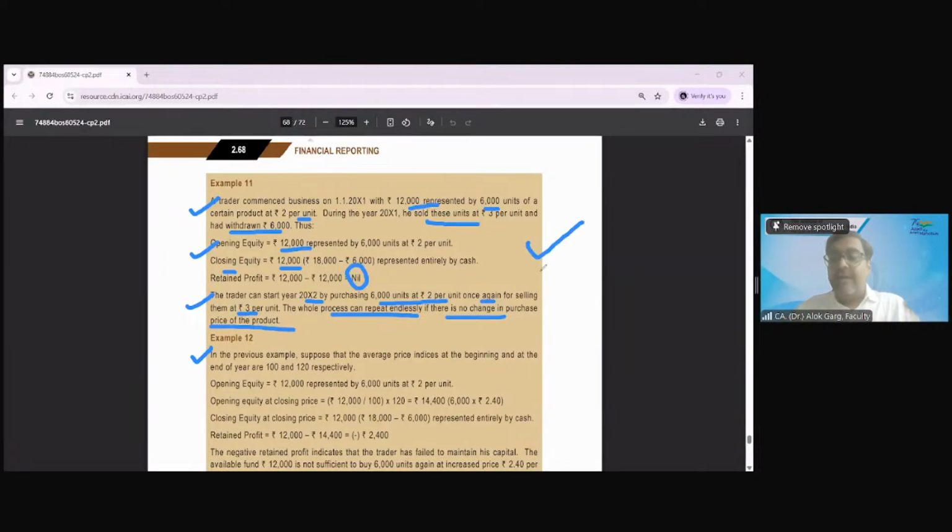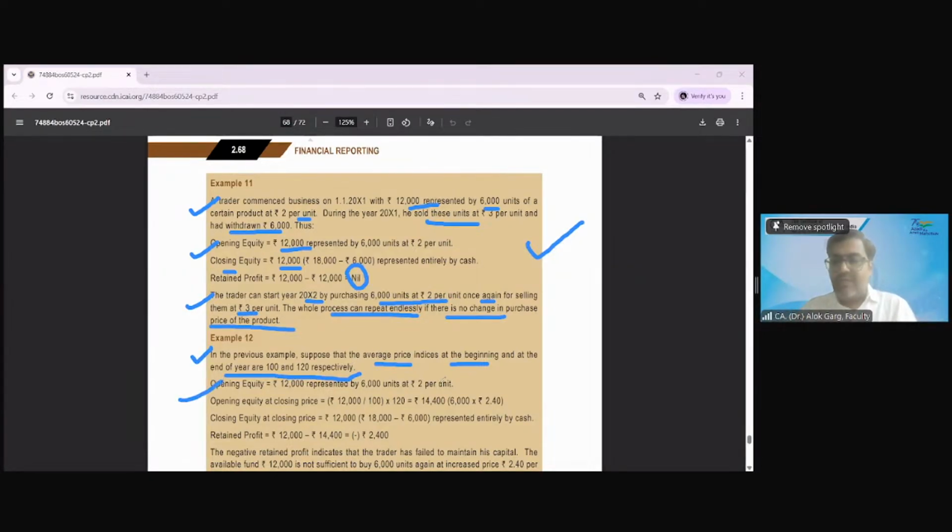You are saying that I have been able to maintain my capital even after withdrawing my funds. Then the financial concept is on the basis of purchasing price also, right? Let me tell you. In the previous example, suppose that average price index at the beginning and at the end of the year are 100 and 120 respectively. Means there is a 20% inflation. 100 and 120 means the price index, right?